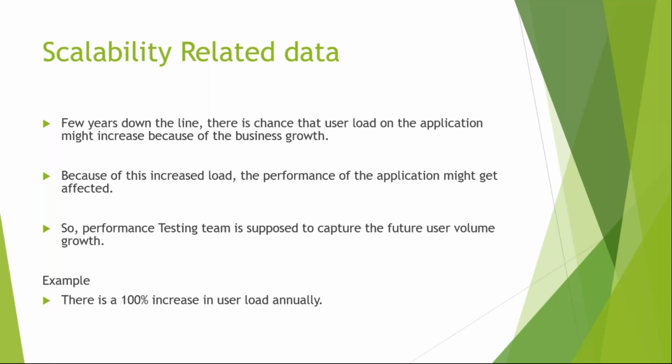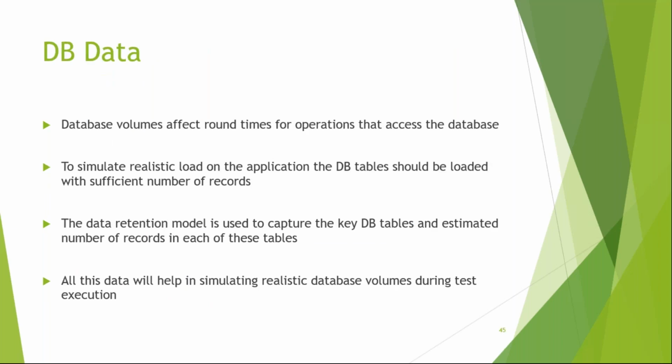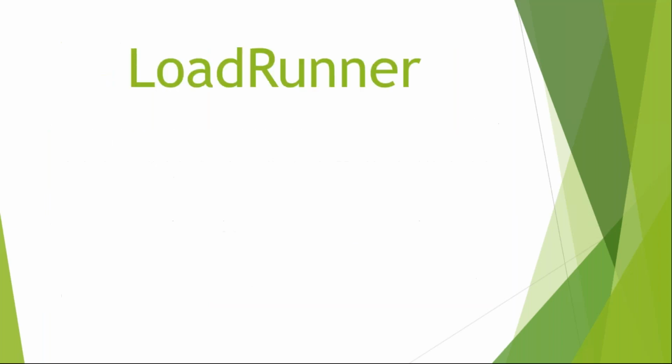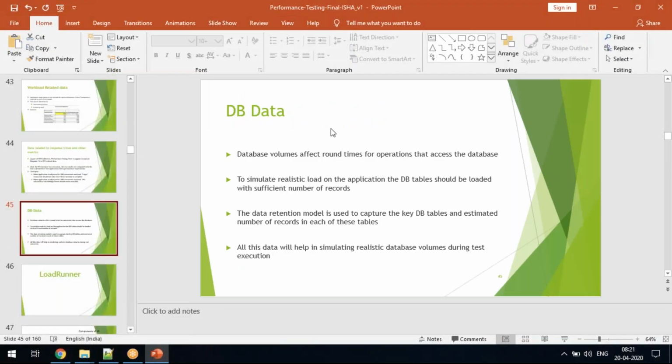Scalability is nothing but how much load we are going to increase in the near future. Maybe in the year 2020 my user base is 1000, in the year 2021 my user base will be 2000, like that. So you have to check scalability, and then workload detail. Workload is how much load, how many concurrent users, how much throughput, how many hits per second I'm going to test. And then DB related: if there's something related to DB, you have to mention that.